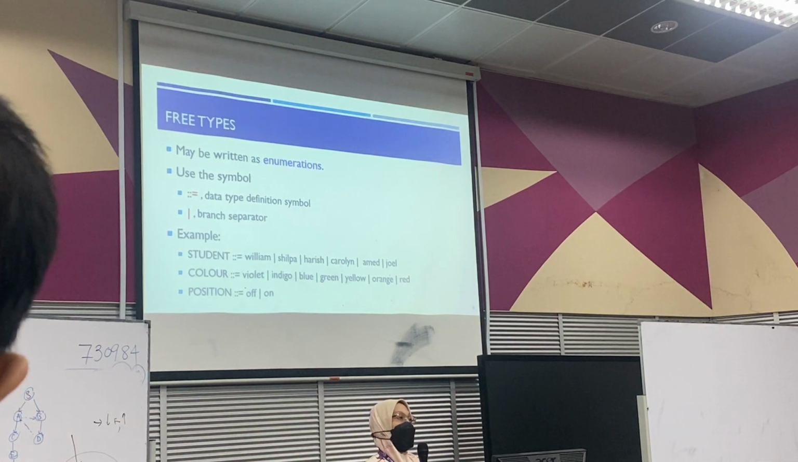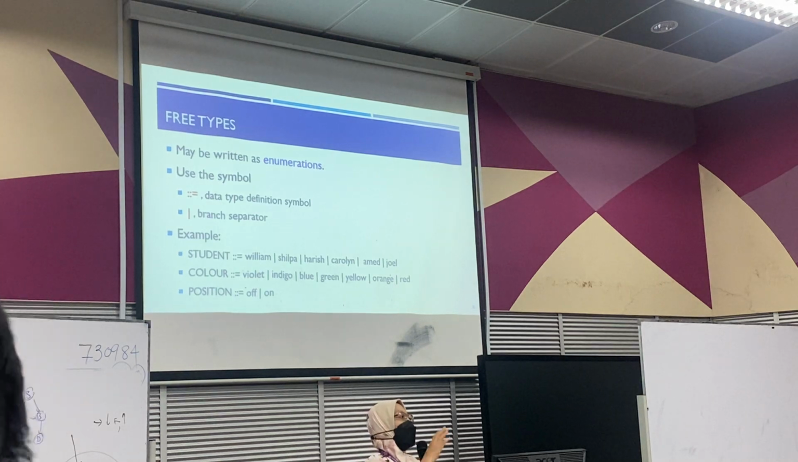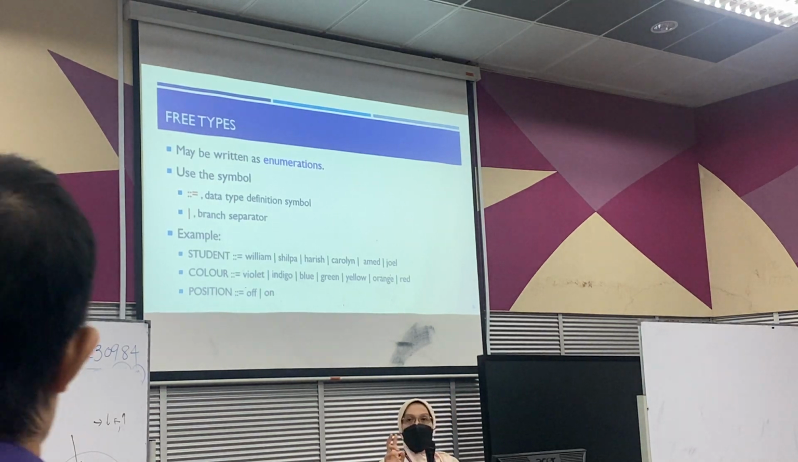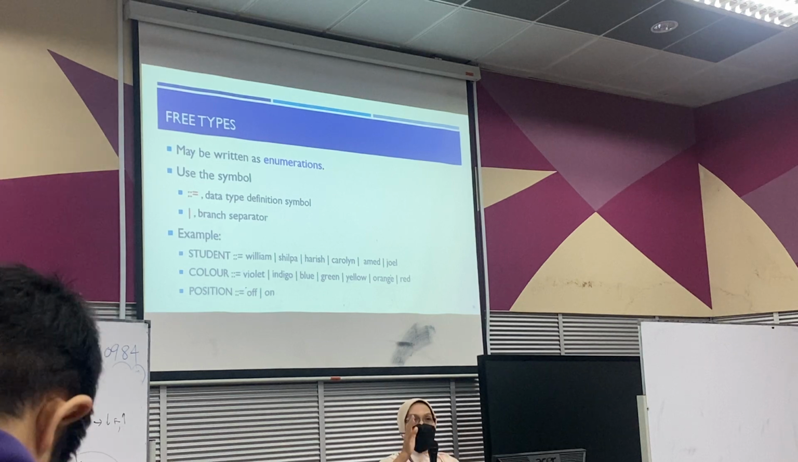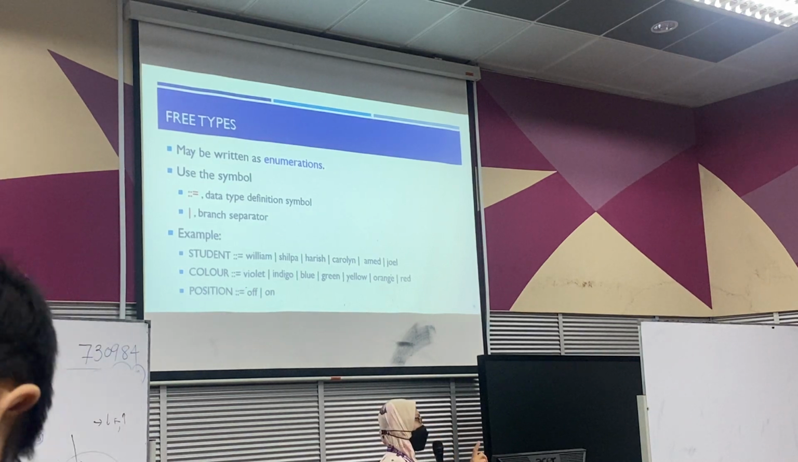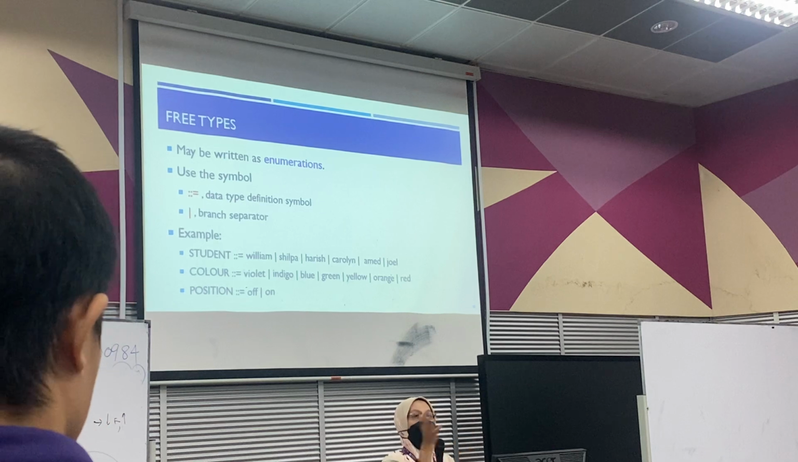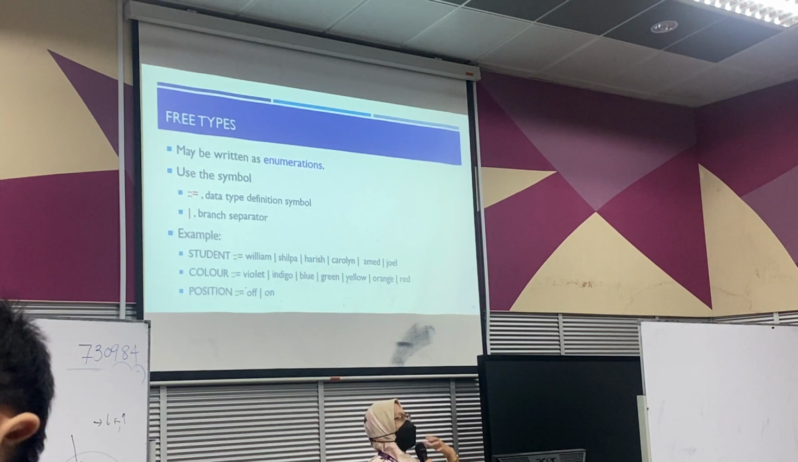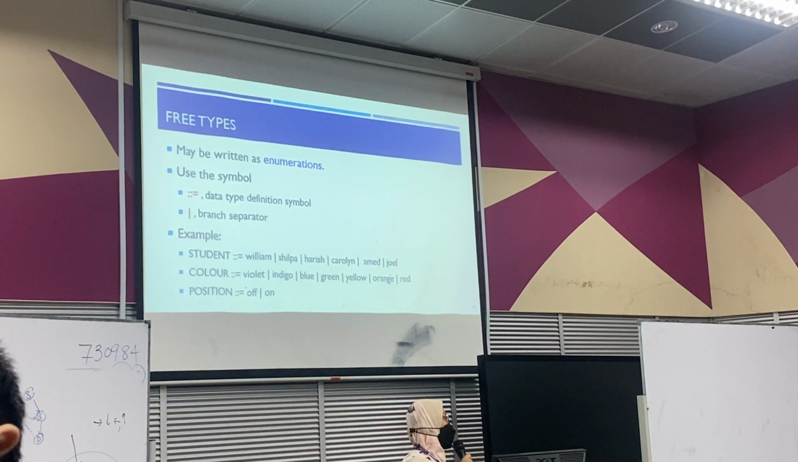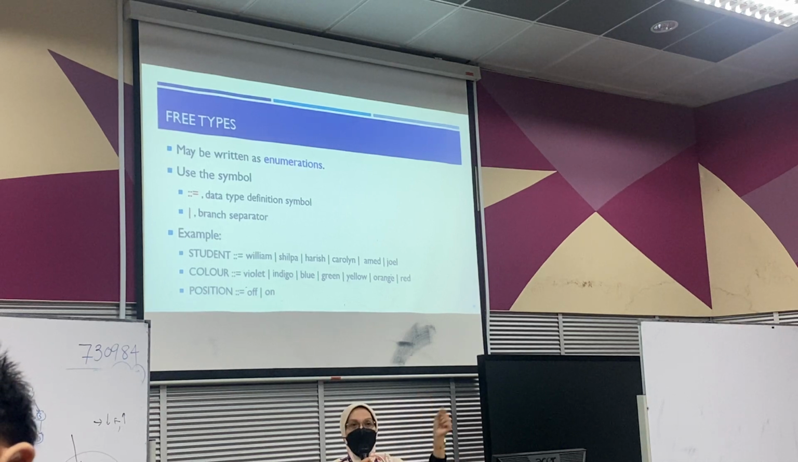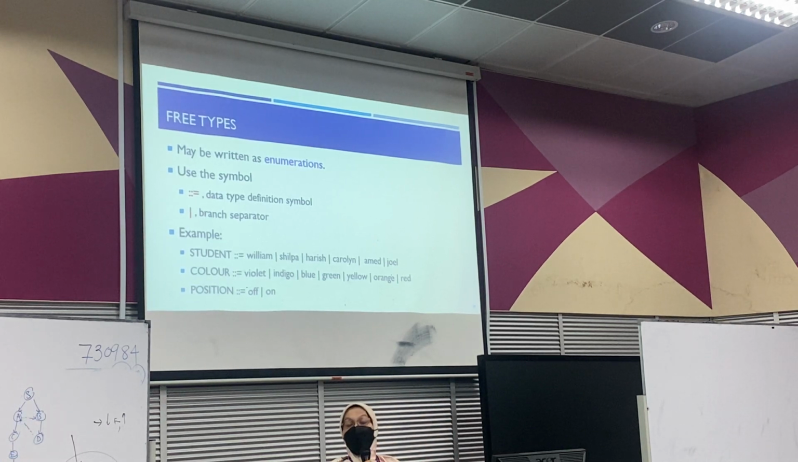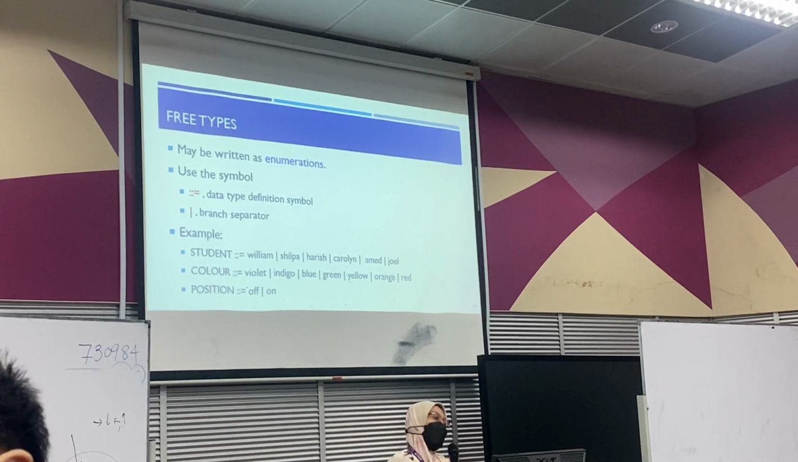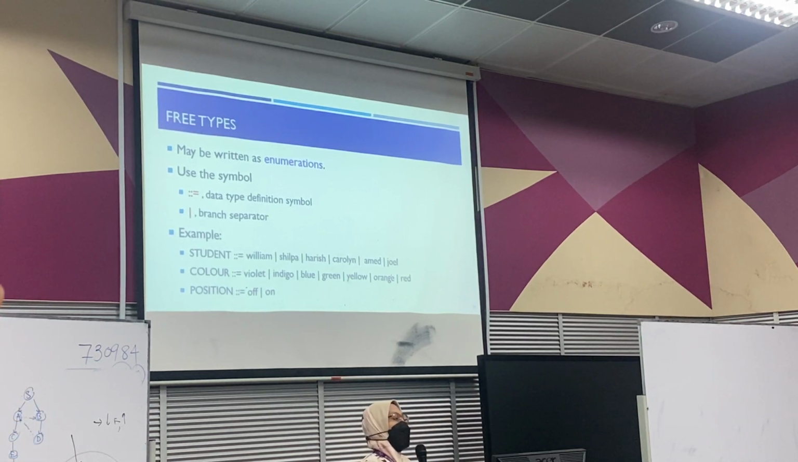Free type is actually used for something where only one option applies at a time. So either this or this or this or this. You cannot have two at the same time. If on means on, you cannot have on and off together. So it's either one. It's like a choice, something like the switch statement you learn in programming. Either this or this or this. So if you have this kind of scenario, then you use what we call a free type.